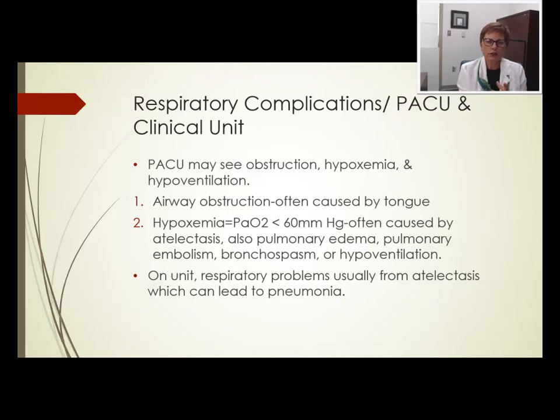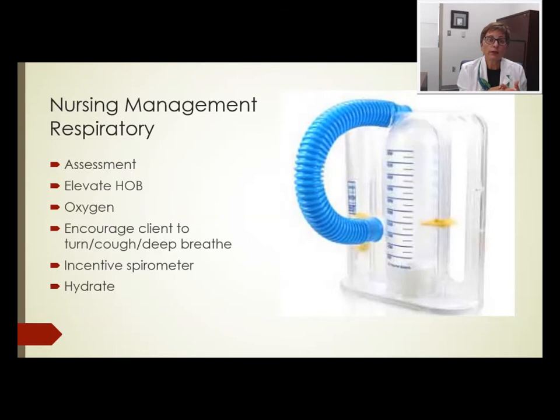On your clinical unit, respiratory problems are usually from atelectasis, which can lead to pneumonia. So as a nurse, we're going to, of course, assess the lungs. We can elevate the head of the bed, which helps them get more oxygen and breathe better. We want to give oxygen if the oxygen level is usually below 95%, but if it's a patient with COPD, it's usually between 88 and 92. We're going to encourage the patient to turn, cough, and deep breathe, TCDB. You'll see that abbreviation that I used later on in the PowerPoint.